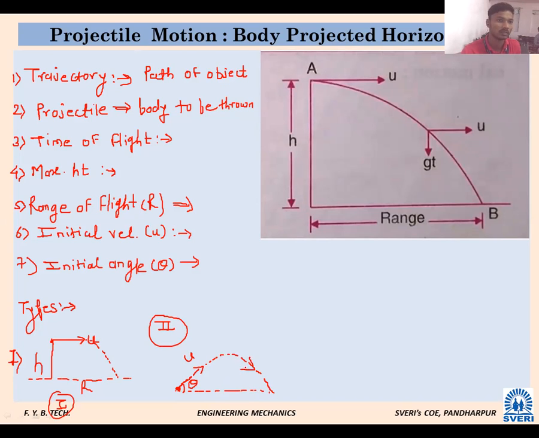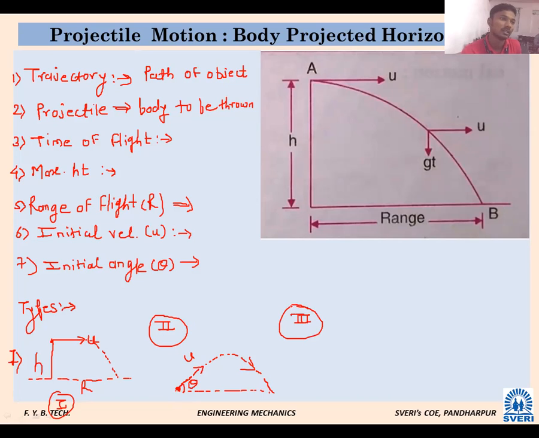Okay, means here in the second case, what is happening? We are just throwing the object from the surface itself with initial velocity u, making an inclined angle with the ground. This is the second type of projectile motion.